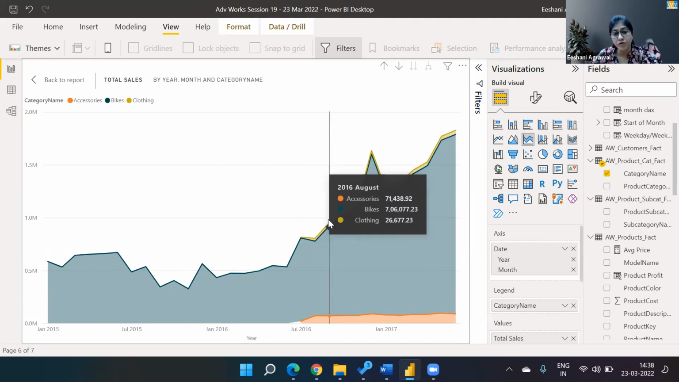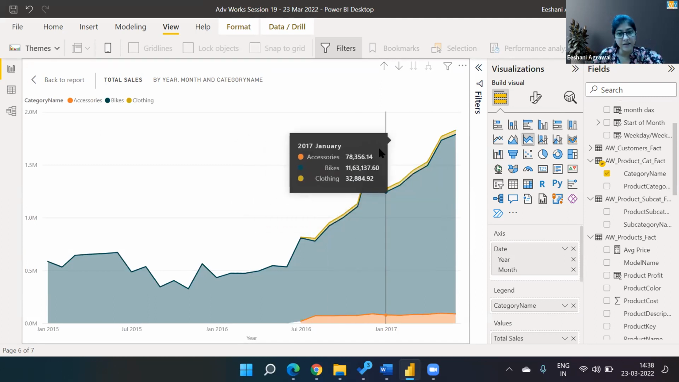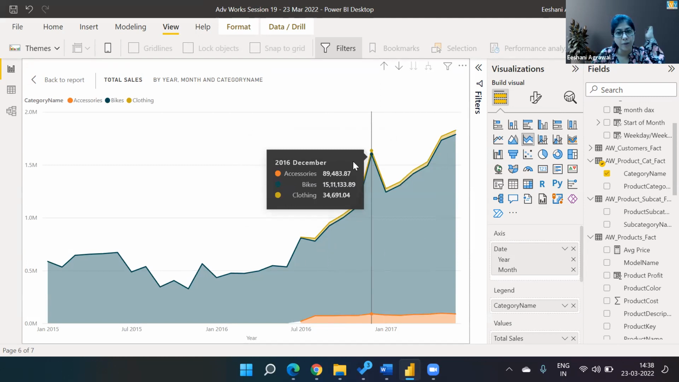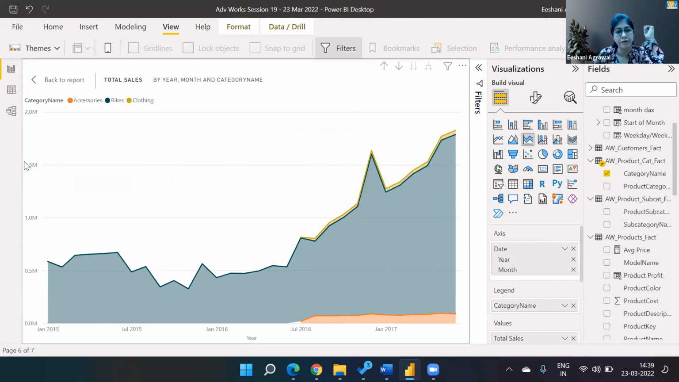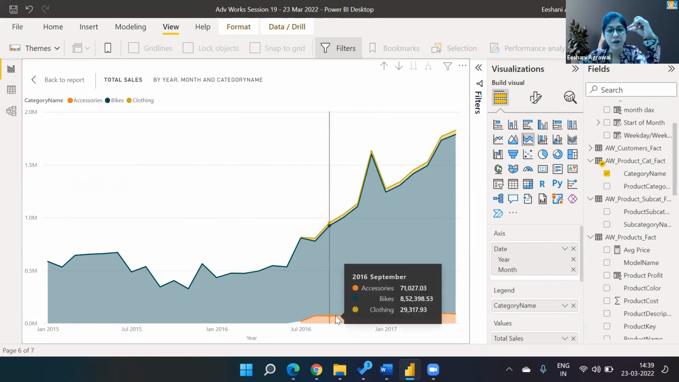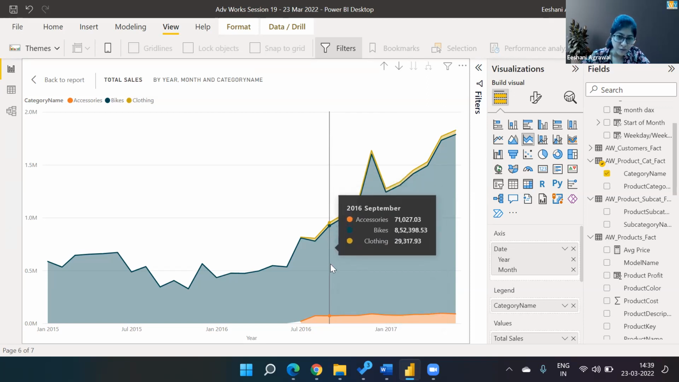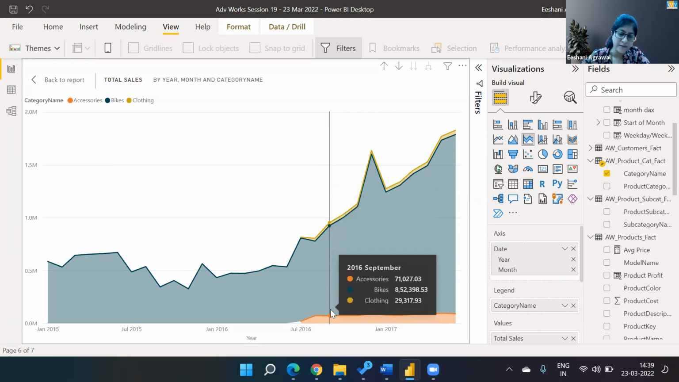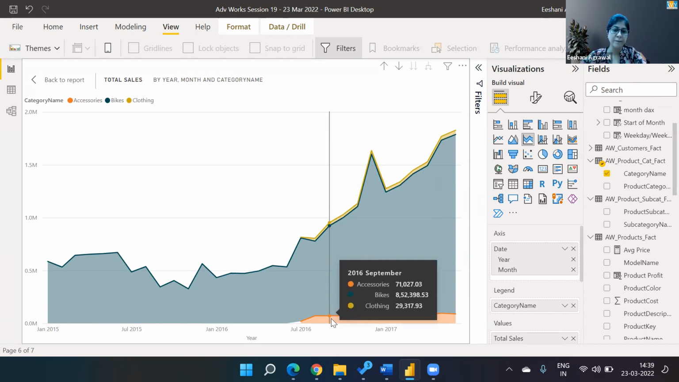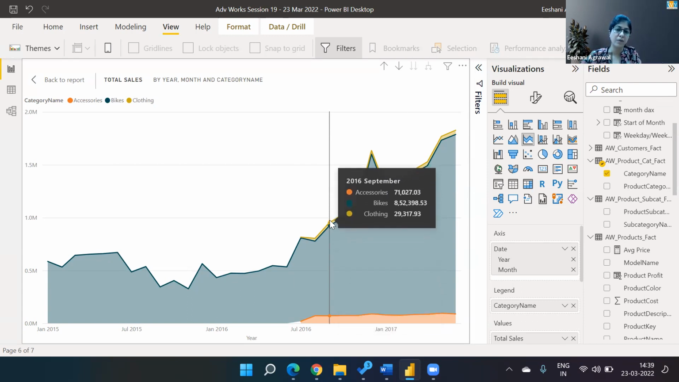Now, when you stack them up, it doesn't mean that I'm going to read it like what Shweta was talking about. It's not that I'm going to read this yellow line on top of clothing as more than 1.5 million. This is just giving us the difference between them. So this distance that you see shows that accessories gave us more sales in September 2016 versus clothing, and the bikes had the higher sale because the difference between the two lines tells what the bikes have contributed. Second number was accessories and the third number was clothing.